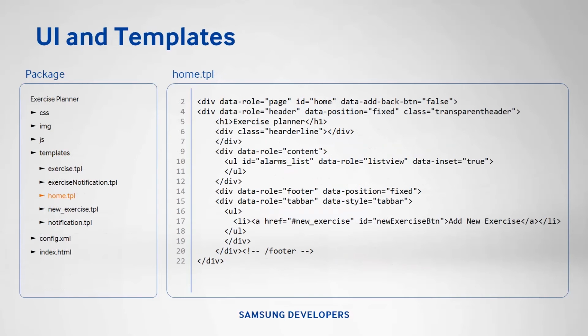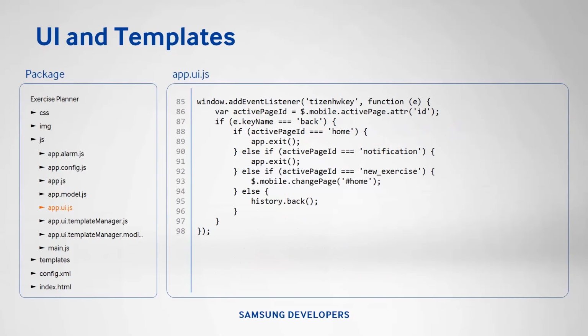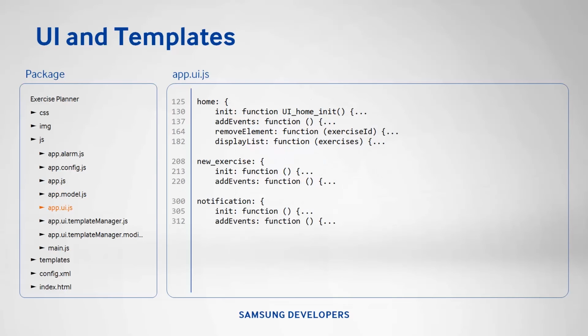In our exercise planner, UI.js, TemplateManager.js, and TemplateManagerModifiers.js work together to take care of the UI. Included are the functions for initializing and binding pages. They preload pages once the app is launched for quick access. Once the pages are preloaded, event listeners are added to the back button depending on each page to know if the app will exit or not. Finally, events are added to the elements of the home, new exercise, and notification pages in the code.